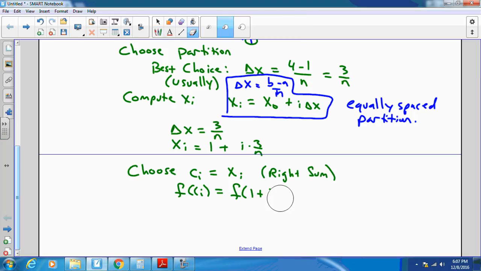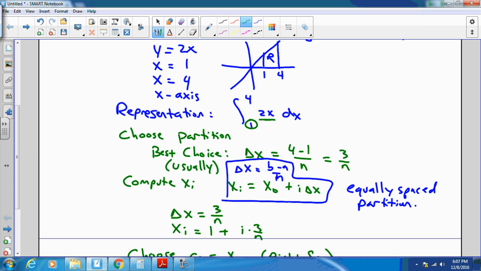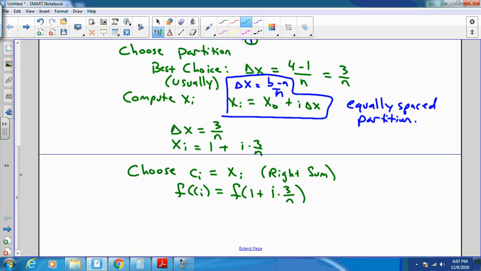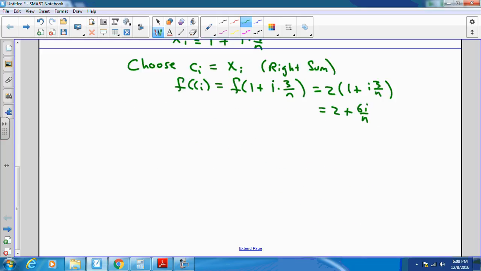Because c sub i being x sub i is 1 plus i times 3 over n. And since f of x is equal to 2x, therefore f of c sub i is 2 times 1 plus i times 3 over n, which simplifies to 2 plus 6i over n. This now allows us to set up the sum.